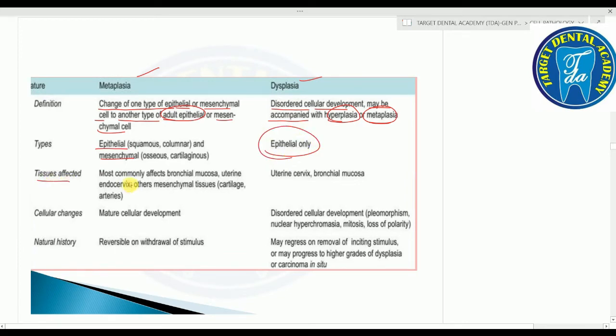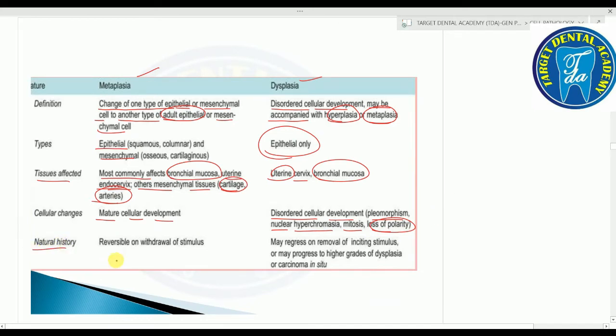The tissue affected in metaplasia most commonly is the bronchial mucosa, the uterine and the endocervix, and other mesenchymal tissues like the cartilage and the arteries, while dysplasia most commonly affects the uterine cervix and bronchial mucosa. While the cellular changes in metaplasia show mature cellular development, in dysplasia there is disordered cellular development, there is pleomorphism, nuclear hyperchromasia, mitosis, in which there is a loss of polarity.